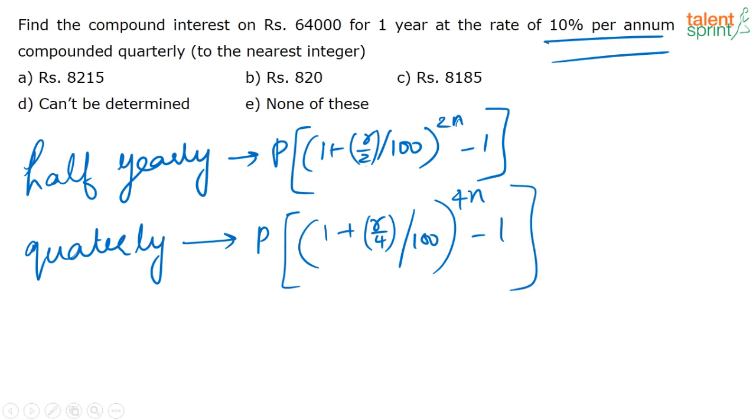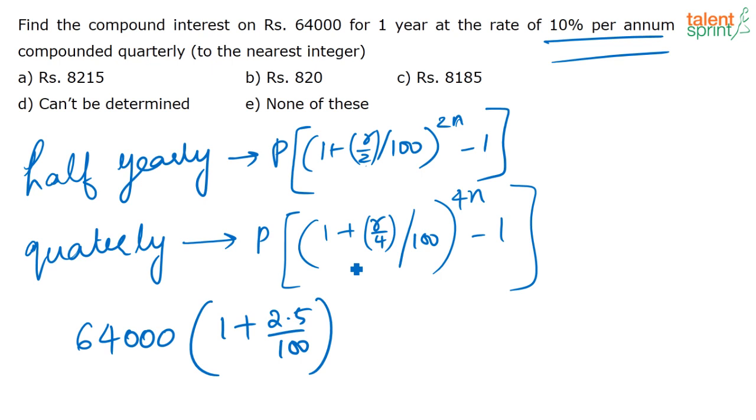So in this particular question, what are they asking? They are asking you to find the compound interest, correct? So that is nothing but 64,000 into 1 plus R, here quarterly, right? So 10 is per annum. So 10 by 4. So what will be your rate of interest? 10 by 4 is 2.5, correct? So 2.5 by 100 whole to the power, n is 1 year only, correct? So 4. So just do that.